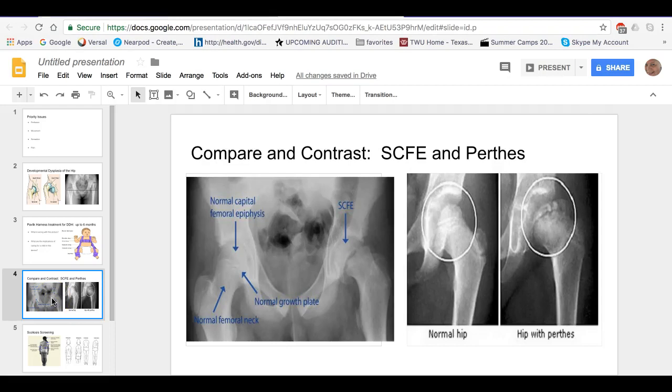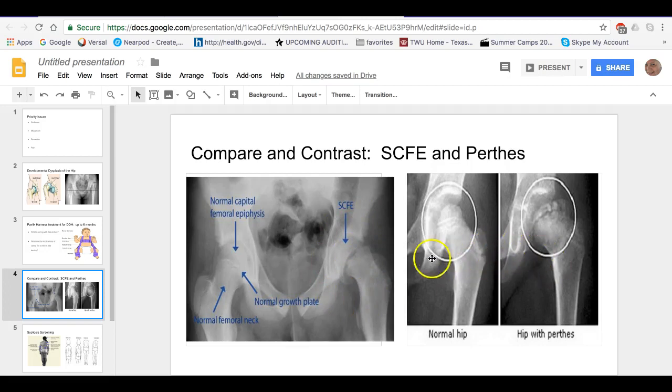Okay, remember I talked to you about SCFE and Perthes. In your little handout, it tells you exactly what those disorders are. We'll talk a little bit more about the exact pathophysiology of SCFE and Perthes when we get to class, but I want you to look at the x-rays here. This one over here is SCFE. This is what a normal hip looks like. This is what SCFE looks like.